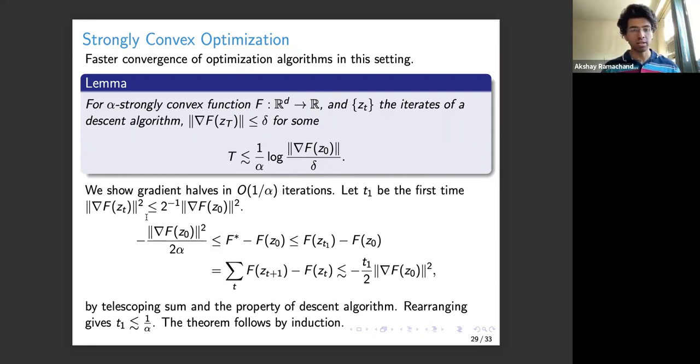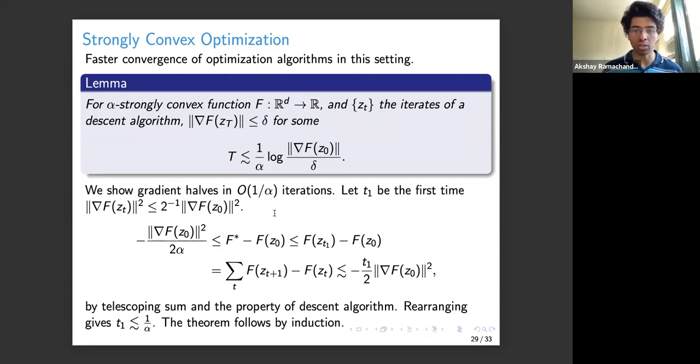So what we have is, let T1 be the first time when your gradient size is halved, right? And we'll follow through by induction and say every 1 over alpha iterations, your gradient size halves, right? So let T1 be the first time that it's half. At this point, because the function is strongly convex, you have this really strong lower bound on the optimum, right? So there's only so much distance you can descend before you reach the optimum, right? And for each of these T1 steps, you're making significant progress by some descent algorithm, right?